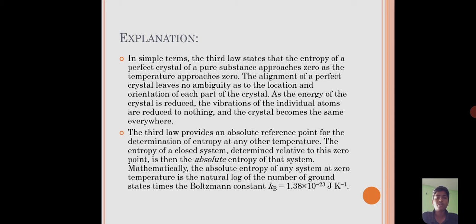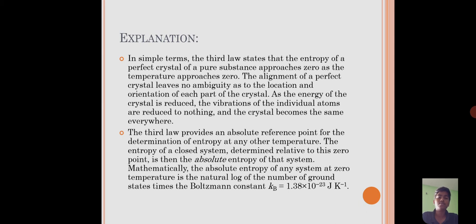The third law provides an absolute reference point for the determination of entropy at any other temperature. The entropy of a closed system, determined relative to the zero point, is then the absolute entropy of that system.